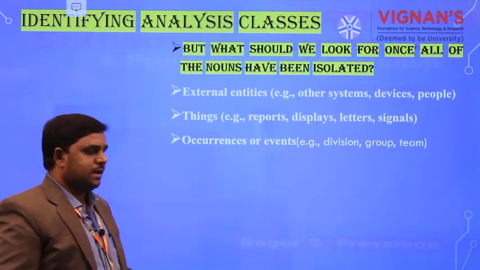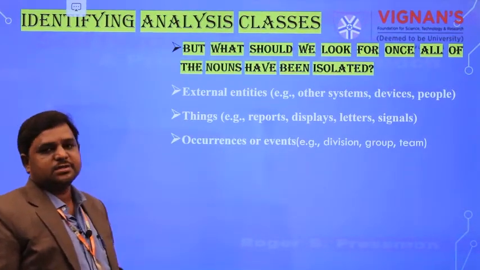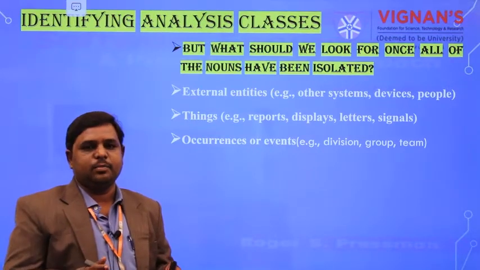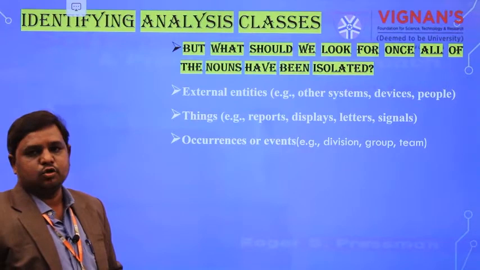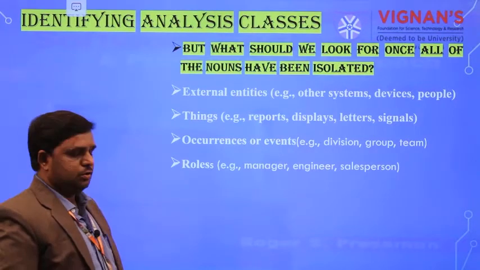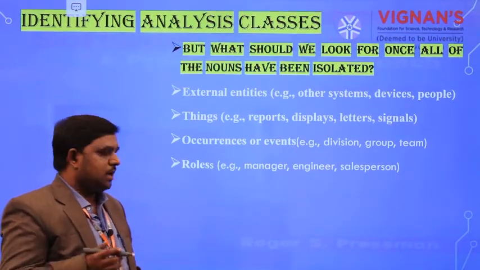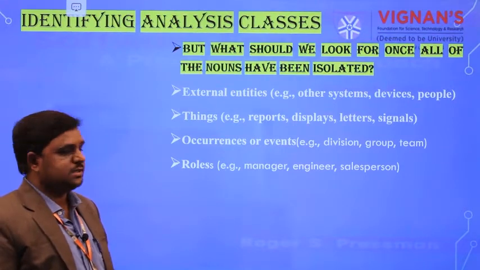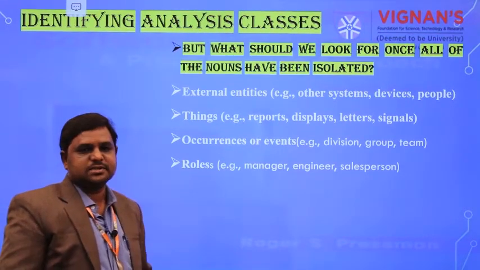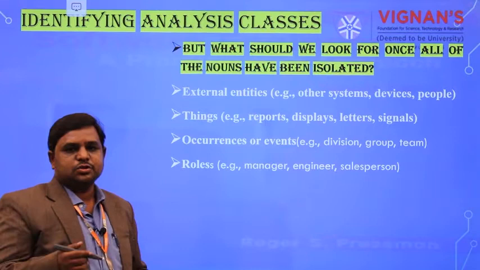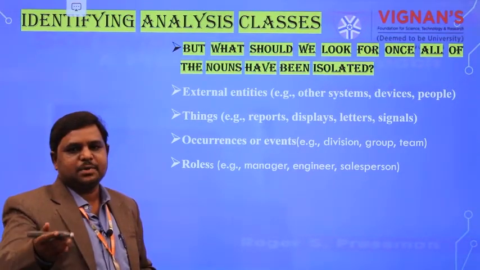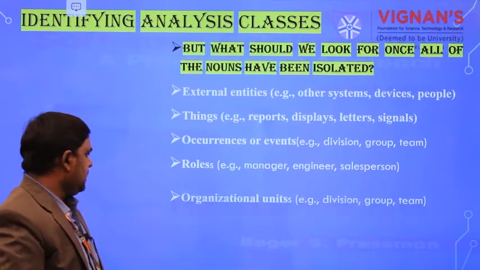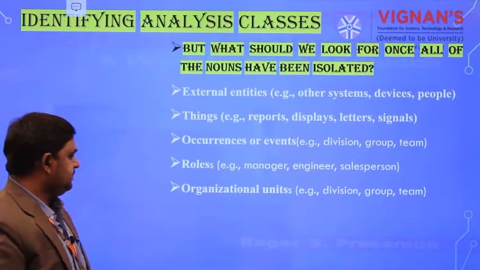The next one, occurrences or events. Occurrences or events are the domain knowledge of the particular application, for example, division and group team. Next one, roles. Roles include managers, engineers and salespersons, the particular persons who are going to be involved with or check that particular application. And next one, organizational units.